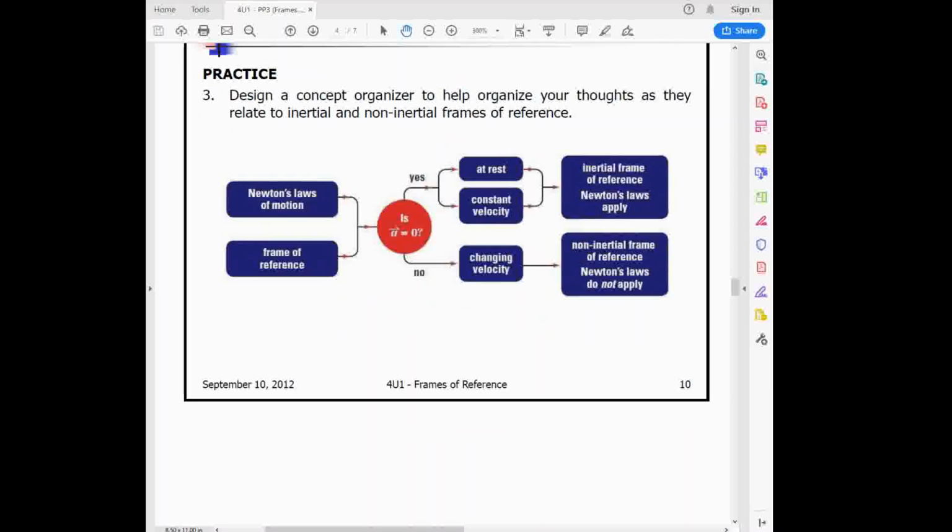So this slide is a very nice concept organizer to help you determine whether you can use Newton's laws of motion or not. Those 5 equations that we use are also considered with Newton's laws. What we basically do with this concept organizer is we first determine what the frame of reference we're looking at is, and we determine if the acceleration within the frame of reference is 0. If it's not, then we have a changing velocity, which means we have a non-inertial frame of reference and Newton's laws do not apply. If it is, then we look at whether it's at rest or has a constant velocity, and because the acceleration is 0, we know that we're in an inertial frame of reference and we can use Newton's laws.